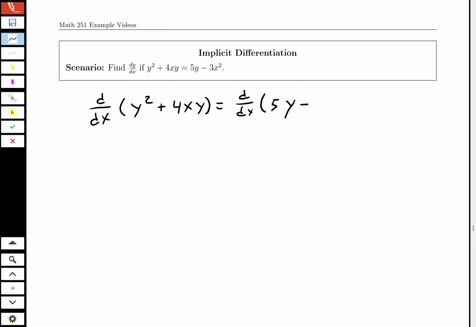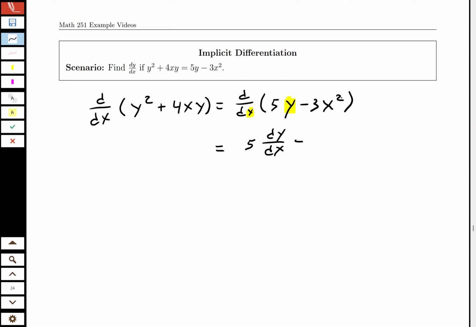Let's start with the right side. It's just a tiny bit nicer. So if I'm taking the derivative of 5y, the derivative of 5 times a variable is just 5. But I took the derivative of this variable y with respect to x, so this picks up a dy/dx.